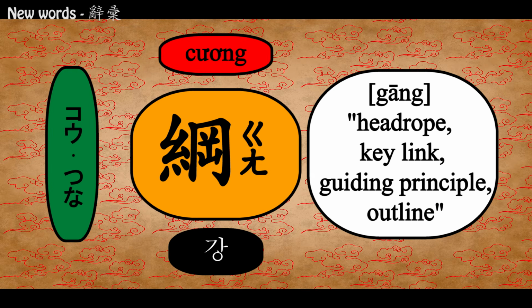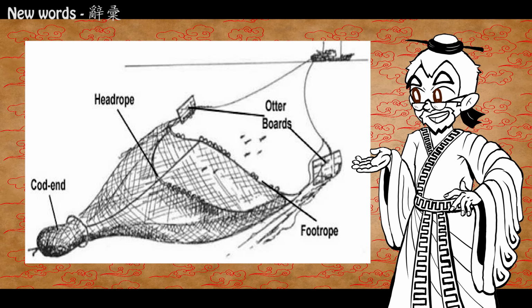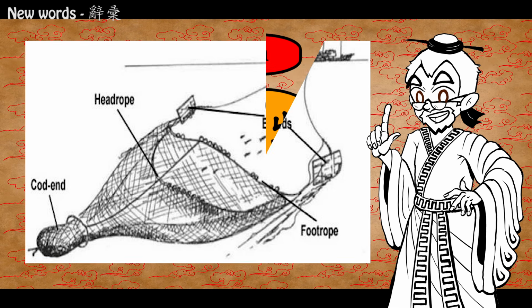Gang, head rope, key link, guiding principle, and outline. From Si, silk, that is a rope, and Gang, the ridge of a hill. The earliest meaning was head rope, the main rope of a fishing net, which looks kind of like a ridge. The meaning was broadened to key link, guiding principle, and outline.